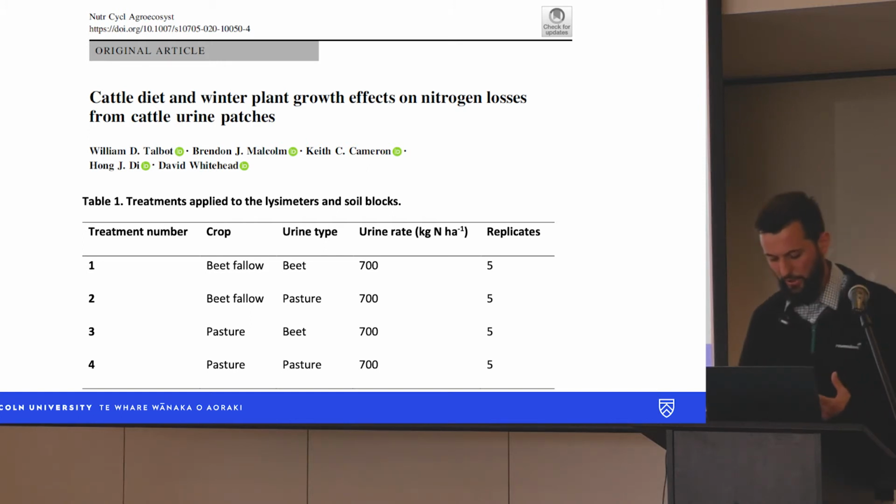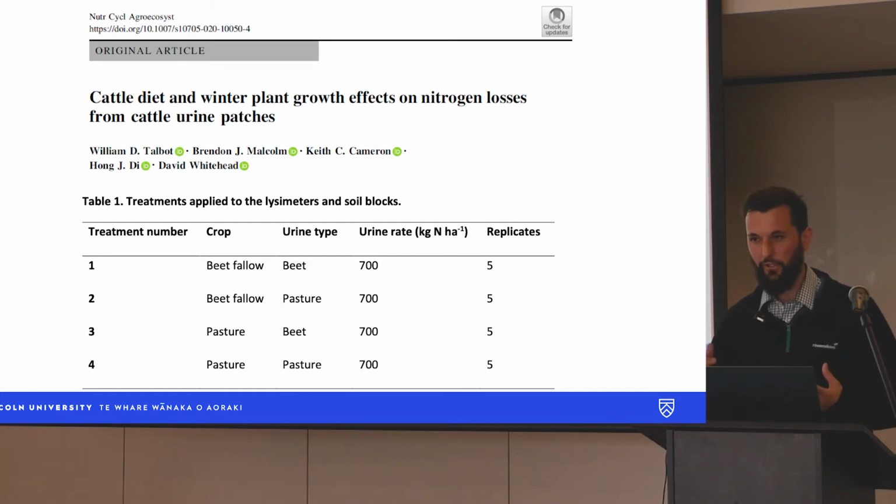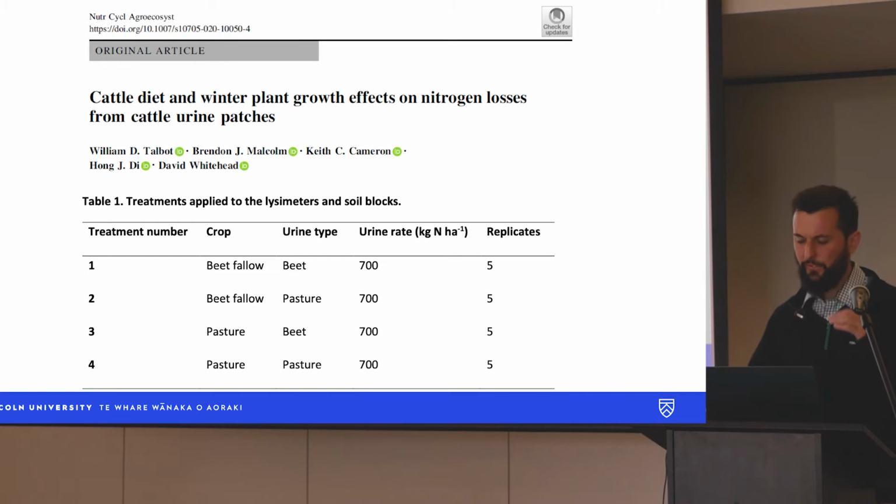We also collected urine from cows on two different diets. So we collected urine from cows grazing fodder beet and cows grazing ryegrass white clover. The fodder beet urine obviously had lower nitrogen concentrations in it, so we added urea to standardise them all up to 700 kg per hectare. So we could look at the effect diet and urine carbon composition had on nitrogen losses. And there were 5 lysimeter replicates for each.